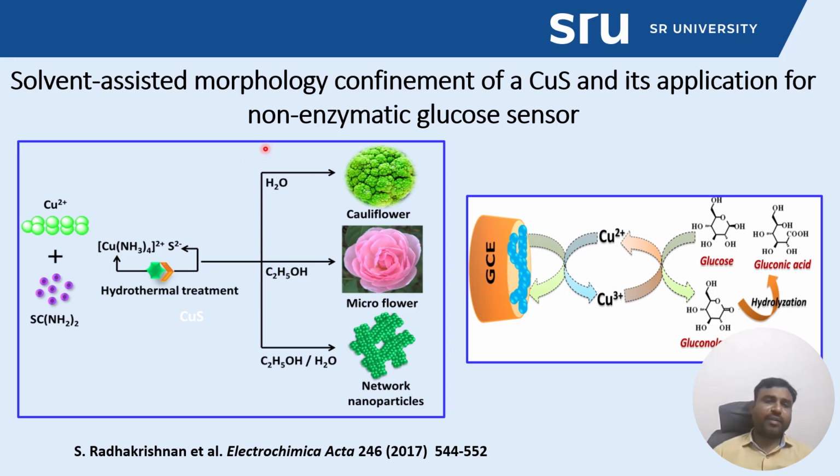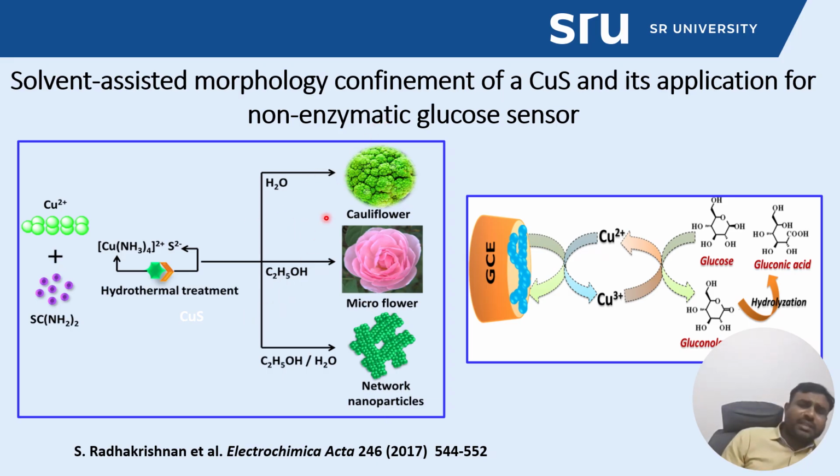So here we are tuning the solvent. For example, in one condition we use only water. In the second condition, we use only ethanol. In the third condition, we use a water ethanol mixture, equal amounts. For example, here we are taking 75 ml water, here 75 ml ethanol, here 35 ml water and 35 ml ethanol mixture. So when changing the solvent, you can clearly see the morphology completely changes with respect to the solvent.